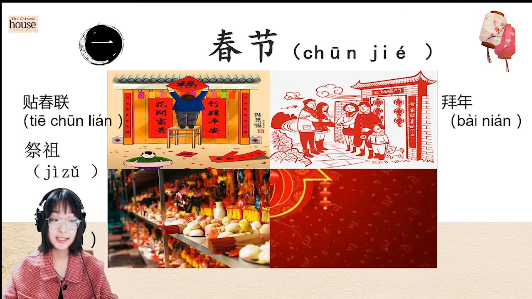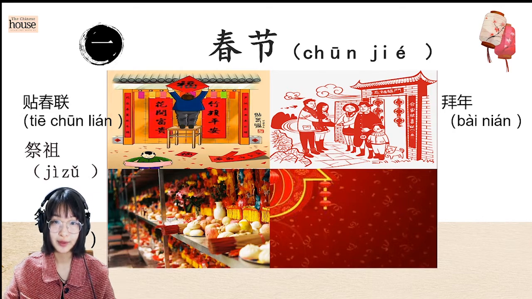And then we have 祭祖. 祭 means worship. 祖 means ancestor. So this is ancestor worship. 祭祖.